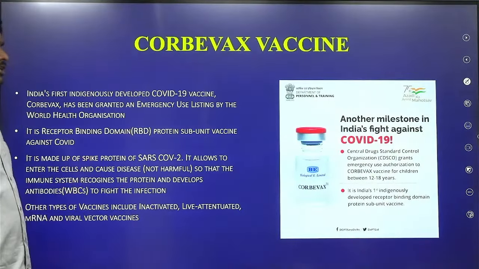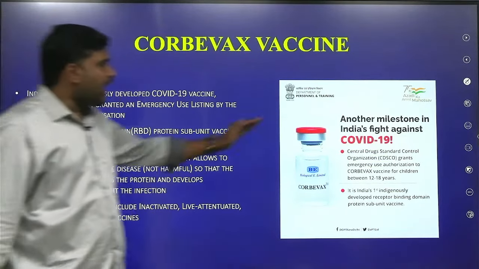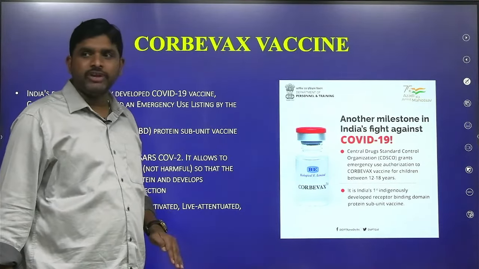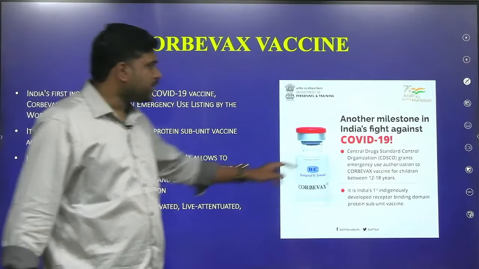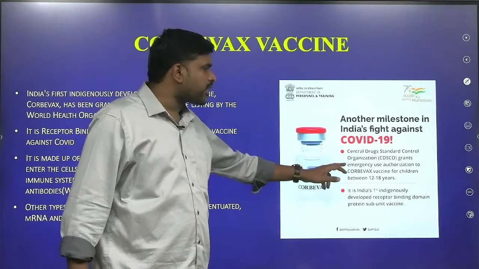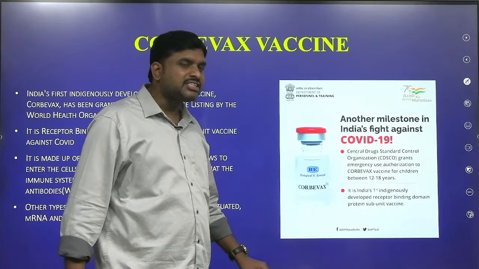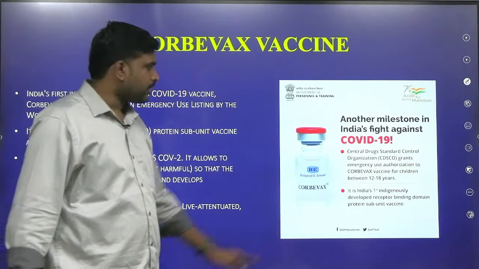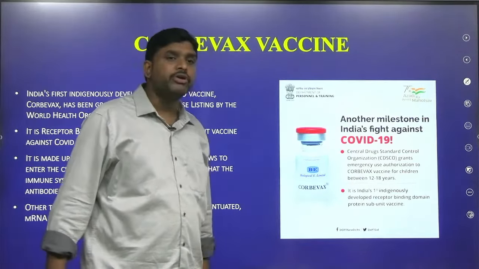Corbevax vaccine. Another milestone in India's fight against COVID-19. The vaccine name is called Corbevax vaccine. The Central Drugs Standard Control Organisation grants emergency use authorization to the Corbevax vaccine for children between 12 to 18 years. India's first indigenously developed receptor binding domain protein subunit vaccine.